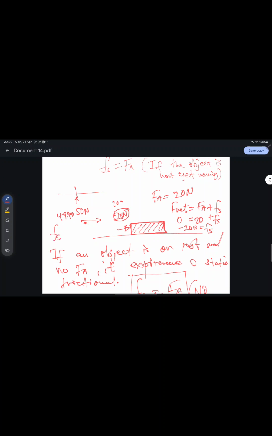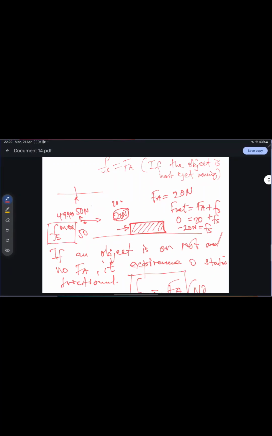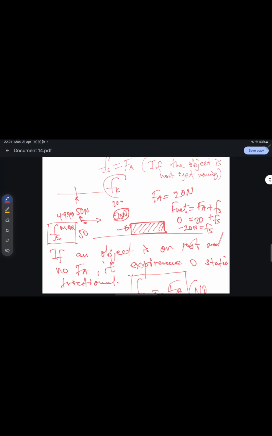So here I want the maximum. We will call it Fs max, which means the maximum static frictional force between this block and the surface is 50 Newton. So it's the maximum. Logically it is 49.999, because at 50 there is already F kinetic since the block has started to move. But because it's the closest value, we will say 50 is the maximum.